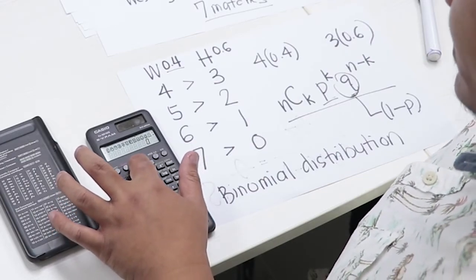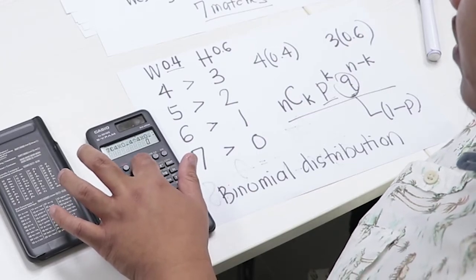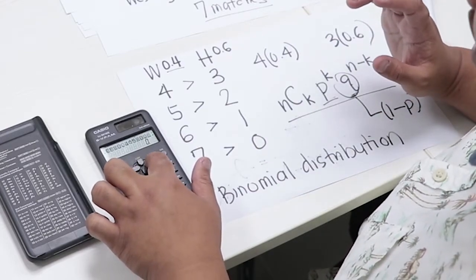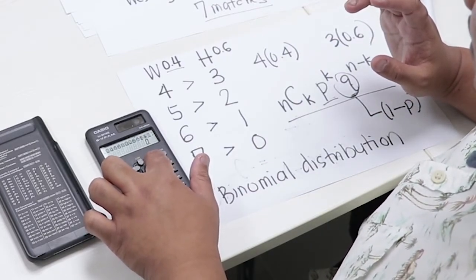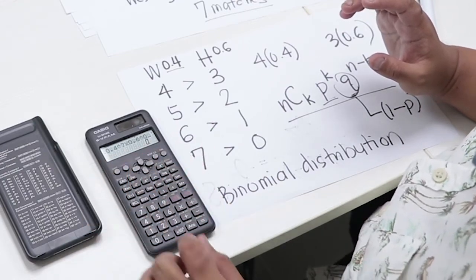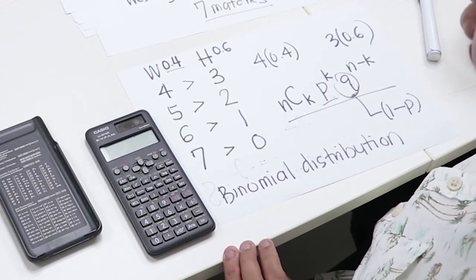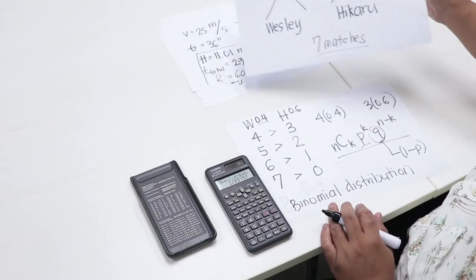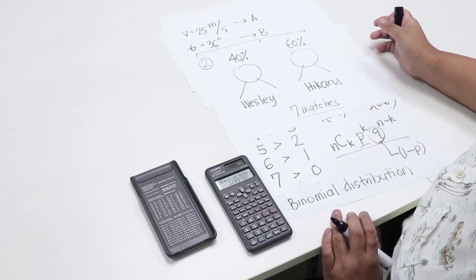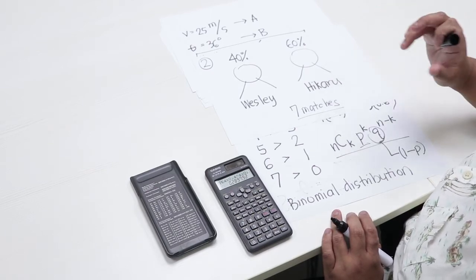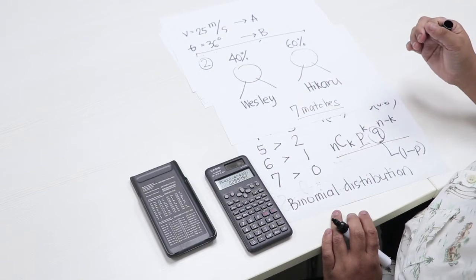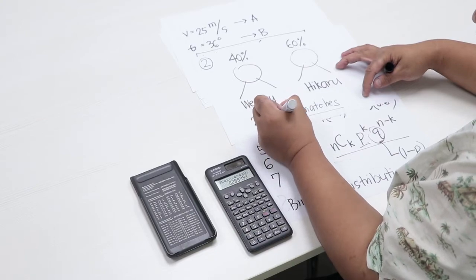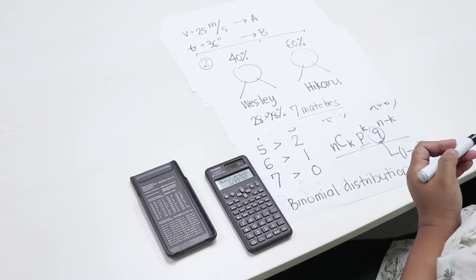You can press the left and right keys to recall your input and double check, and if you see a wrong input, you can revise it here. Then press equals. We get 0.2897. So this problem is saying that if Wesley is to fight Hikaru in a match of 7 games, he has a 28.98% chance to win the entire match.